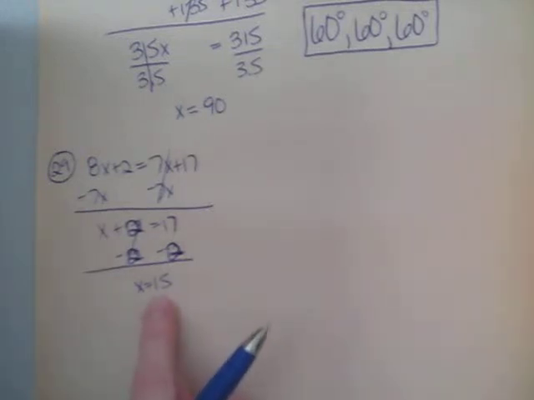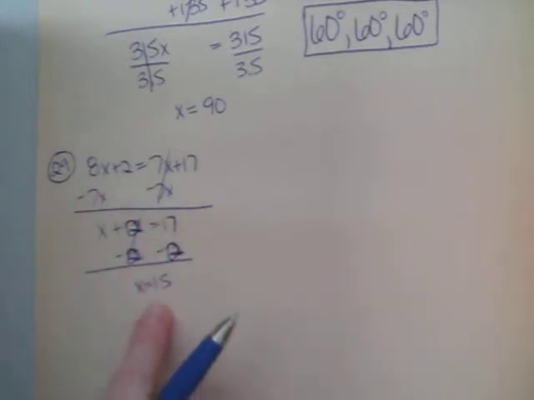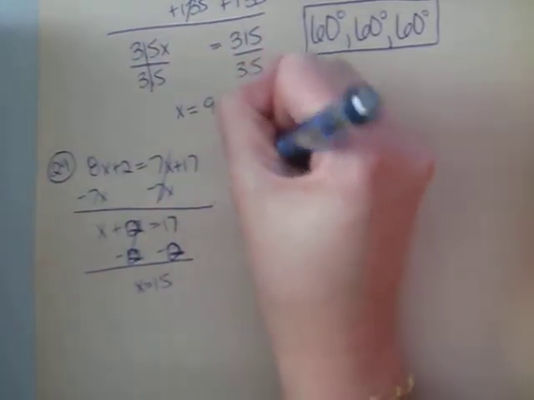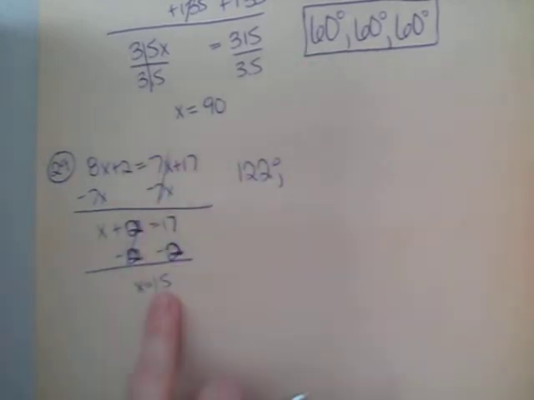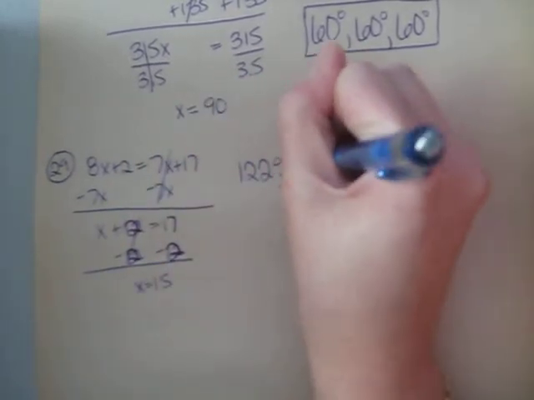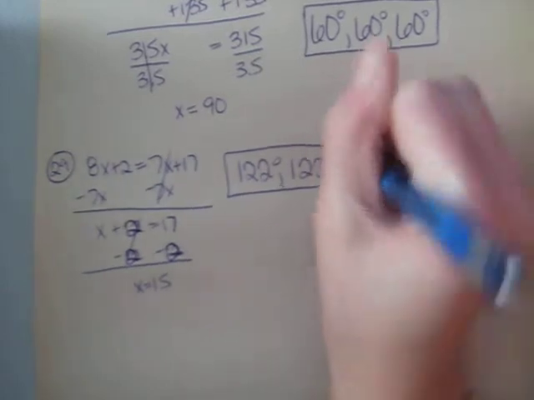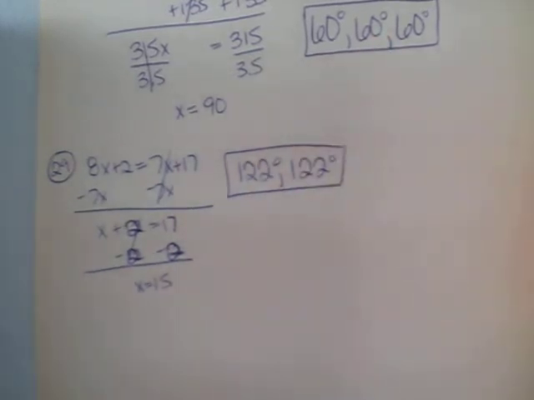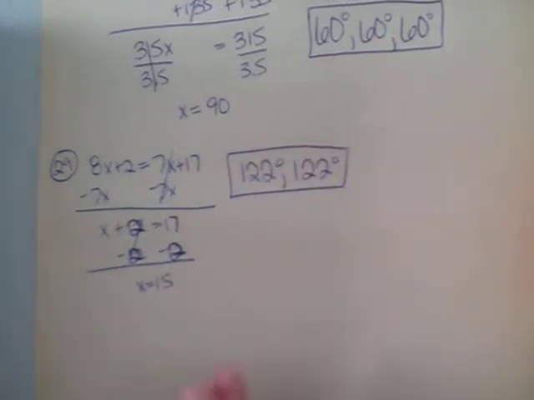Again, we're not looking for x, we're looking for the angle measurements. So 8 times 15 plus 2 gives me 122 degrees. 7 times 15 plus 17, another 122 degrees. So each of the degree measurements here is 122 degrees, which is what should happen because they're vertical. They're supposed to be congruent.